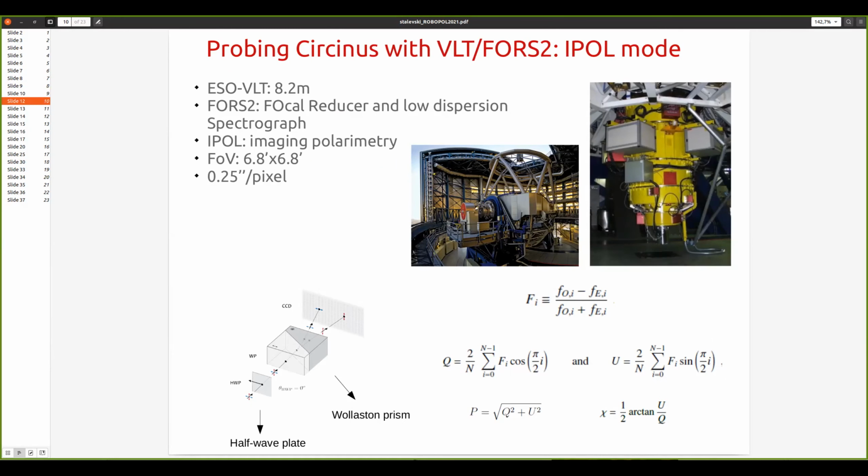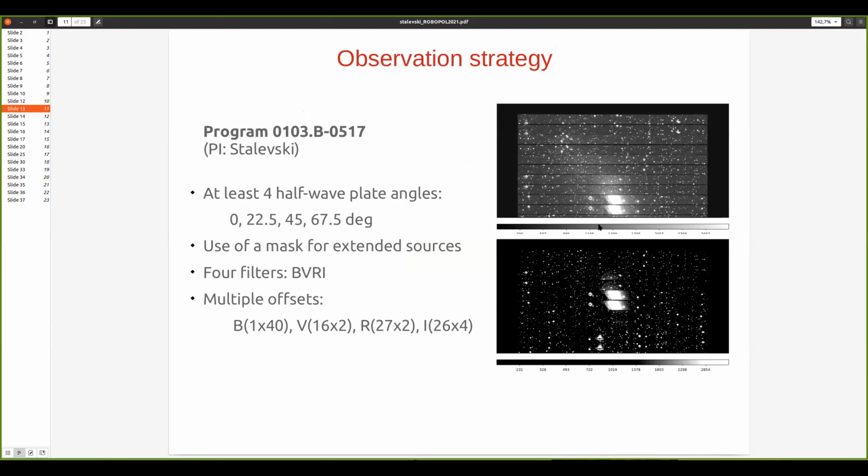Okay, here are some technical details I will skip. I'll just say that we observed it in four filters, B, V, R, and I, and in the imaging polarimetry mode.